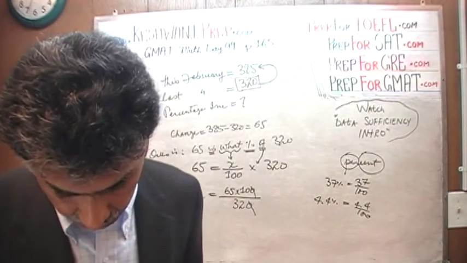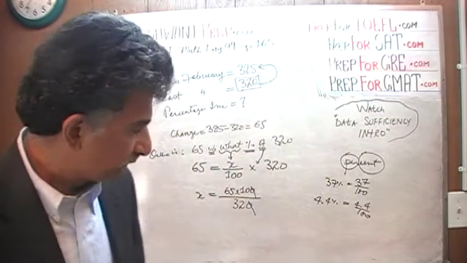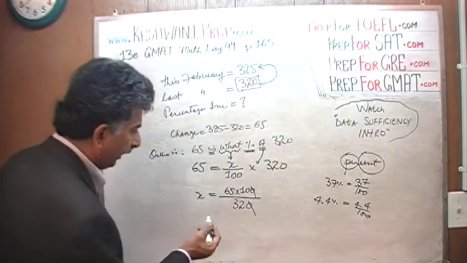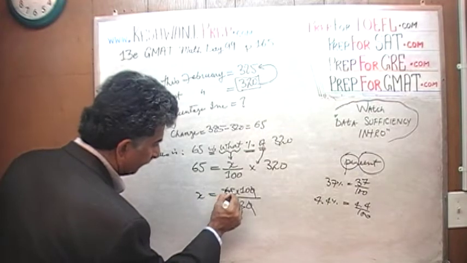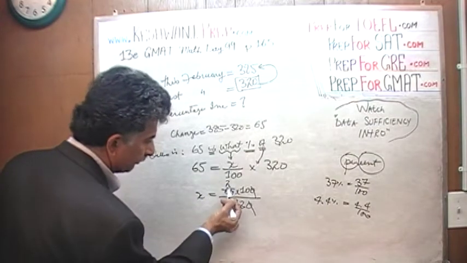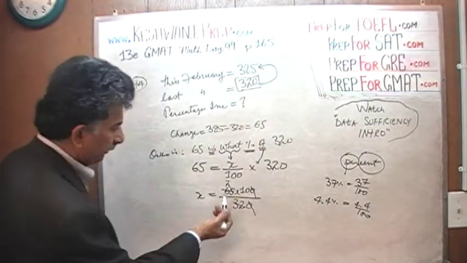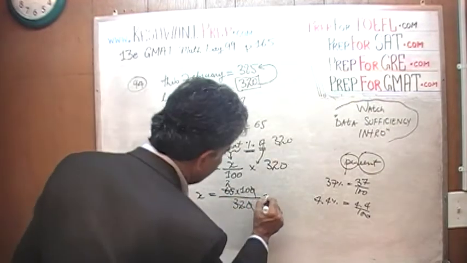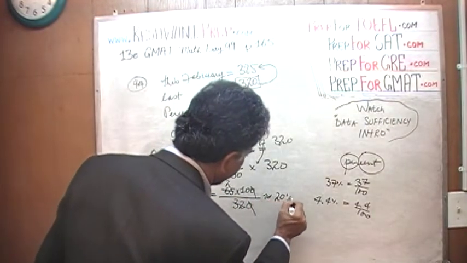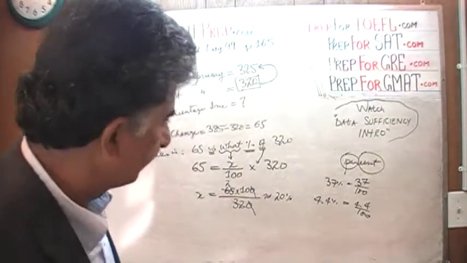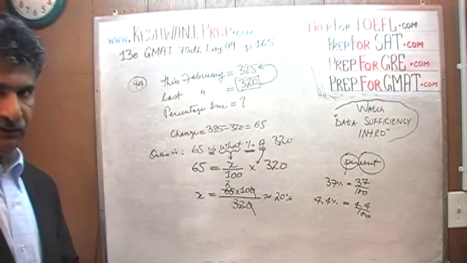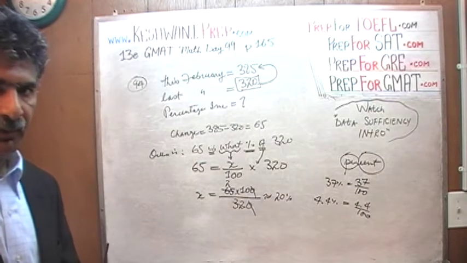It says approximately what was the percentage increase. So since they're using the word approximately, I'm going to pretend that this is 64. 64 has two 32s. 32 times 2 is 64. So now we end up with 2 times 10, so the answer is approximately 20%. The change is approximately 20%. Does that answer make any sense to you, that it comes out to 20%?